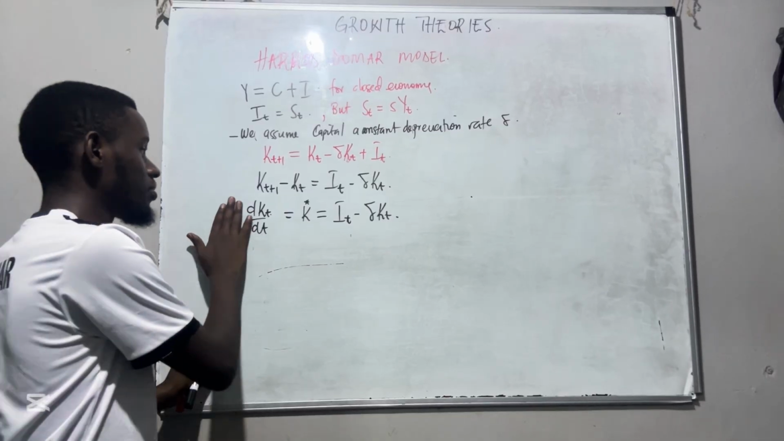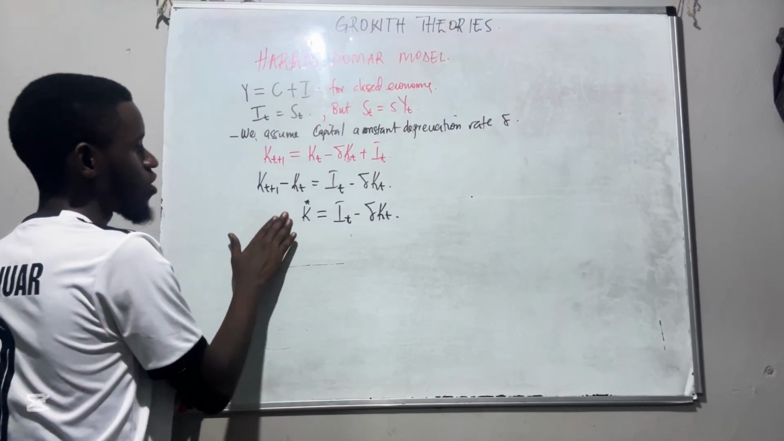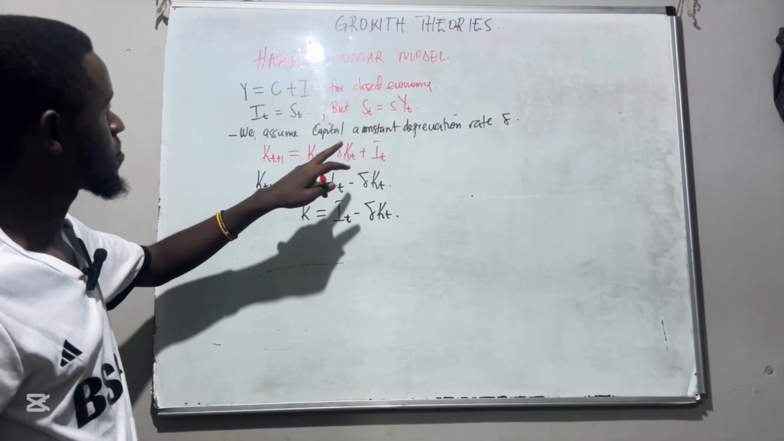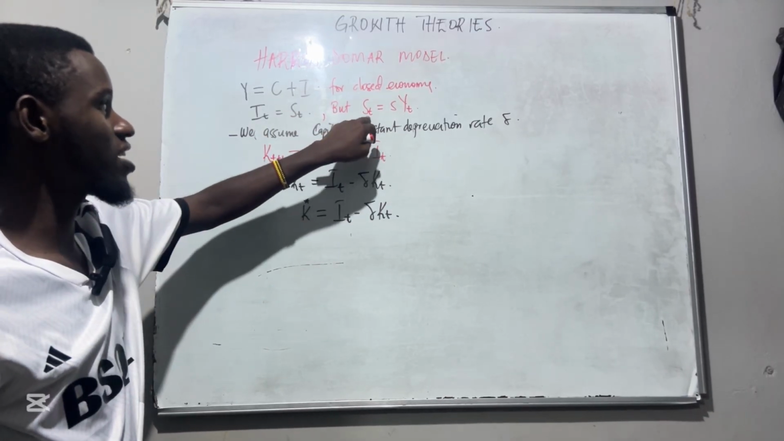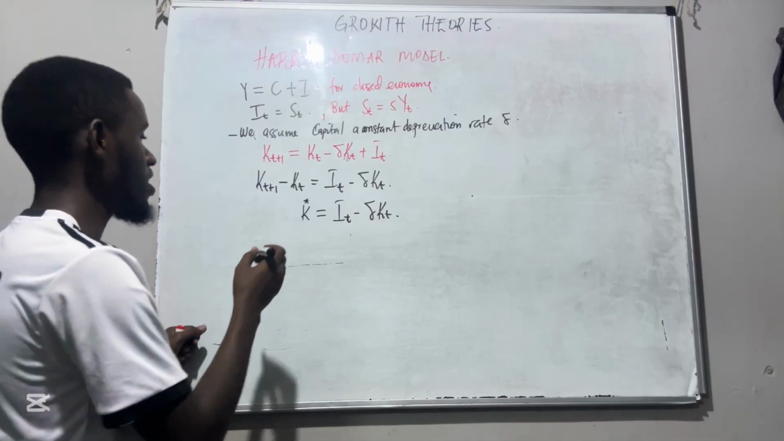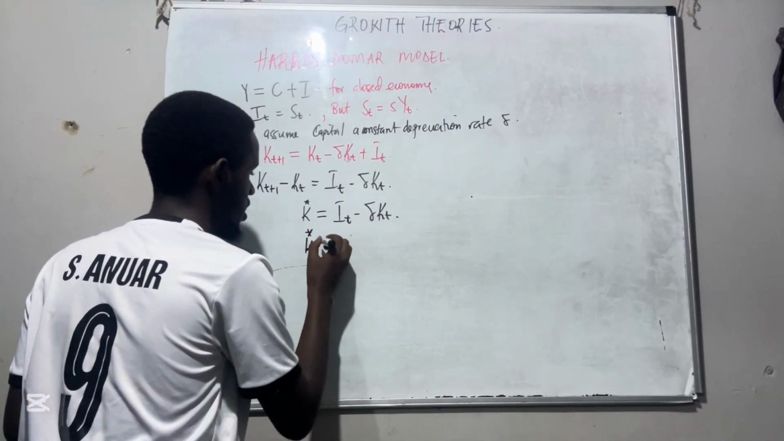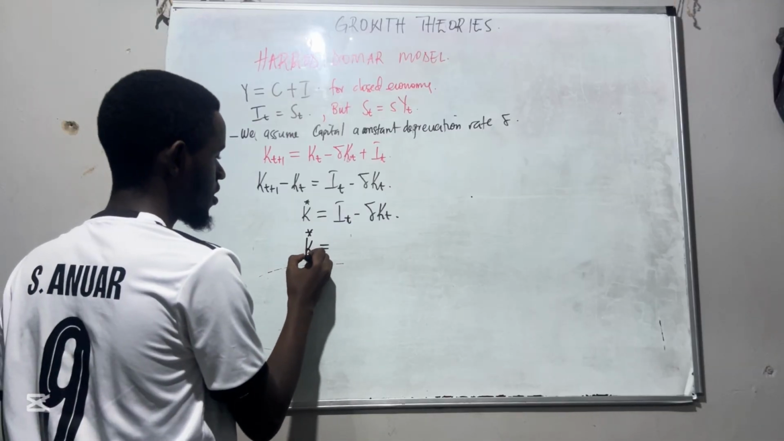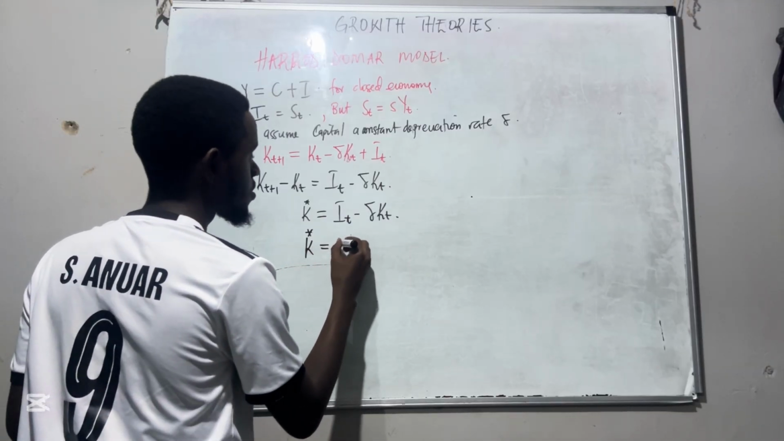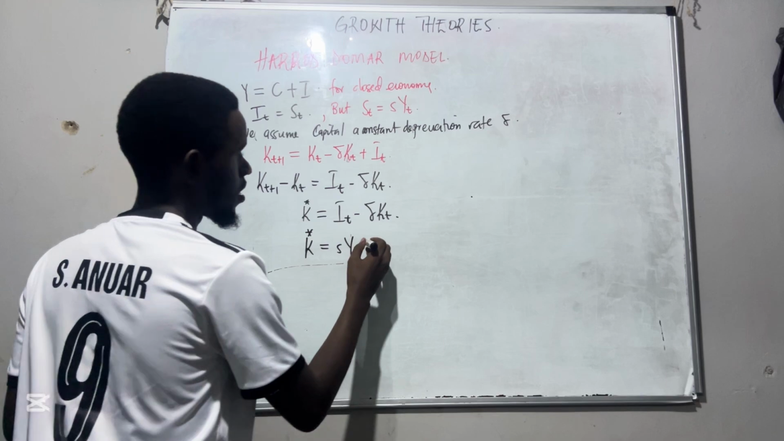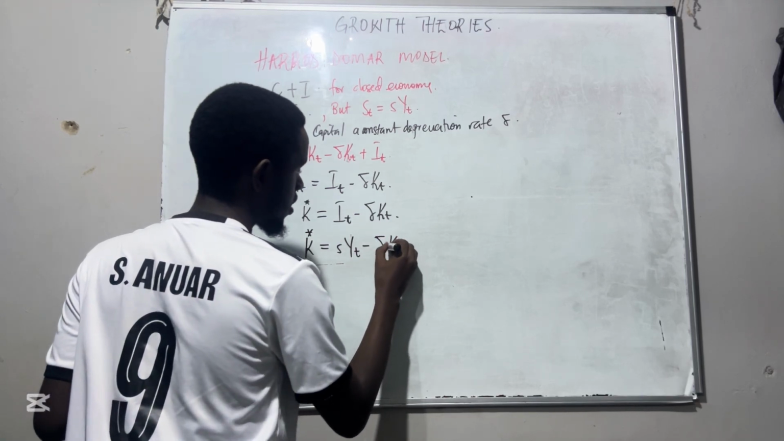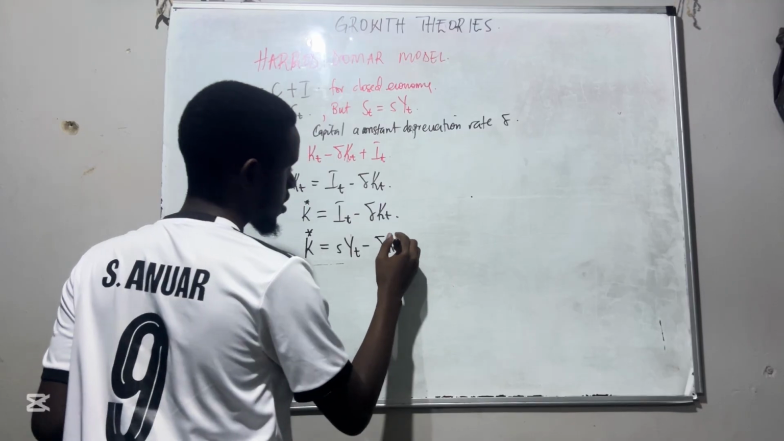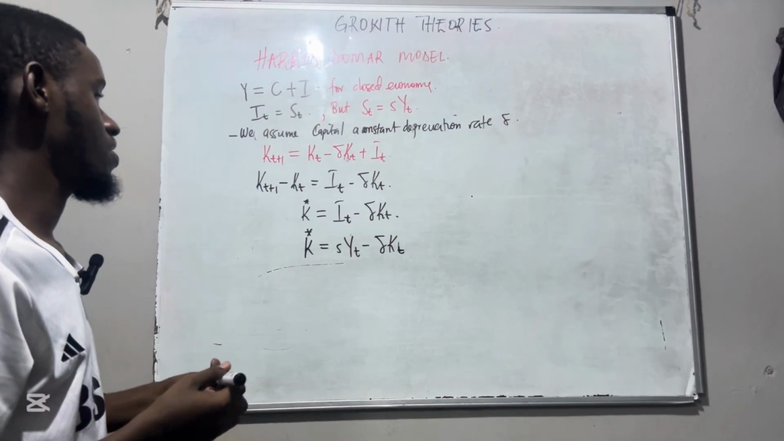Therefore, members, from here I will just need to have my equation like that. But remember, investment is the same as having s, so my k star is the same as having s yt minus sigma kt. Kt meaning capital, then yt meaning output.